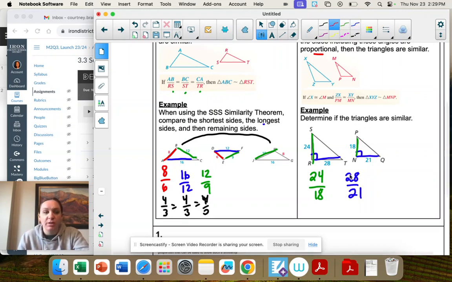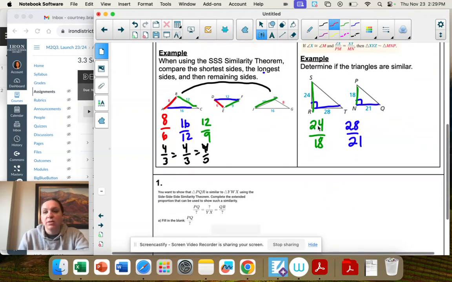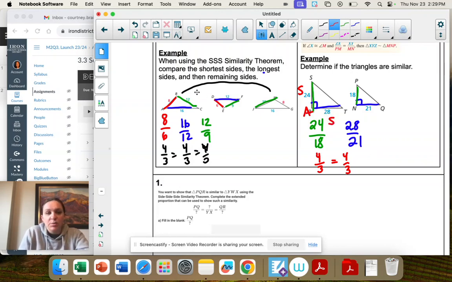And then we would reduce those. So 24 and 18 both divide by 6, which would leave 4/3 again. And then 28 and 21 both divide by 7, which would be 4/3 again. So these are similar by side angle side. These were similar by side side side.